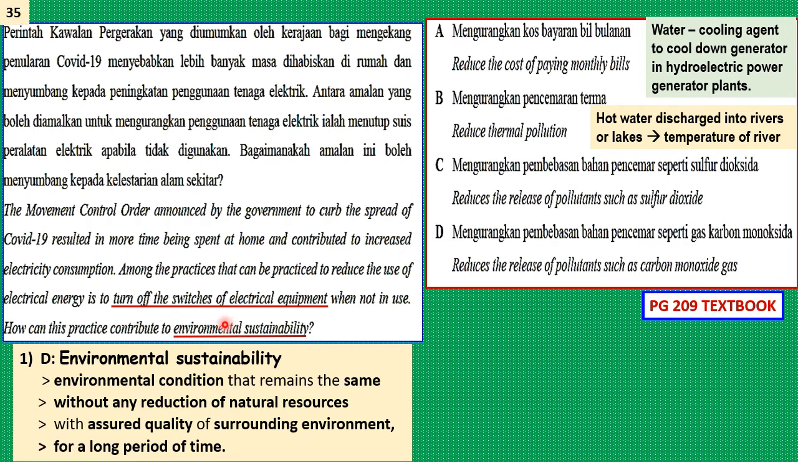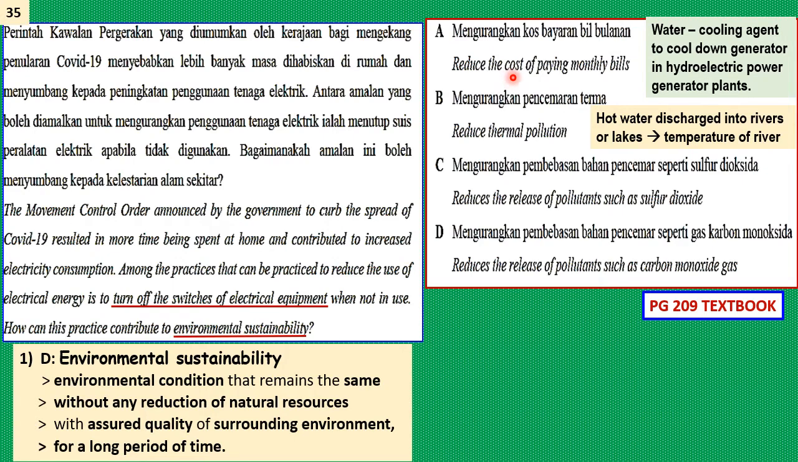So firstly, let's recall the meaning of this term, environmental sustainability. It means an environmental condition that remains the same without any reduction of natural resources, with assured quality of the surrounding environment for a long period of time. Meaning to say, it means maintaining the condition of the environment so that it is in a good state for a long period of time. Okay, so how does the practice of turning off the switches of electrical equipment, that means reducing the use of electrical energy, contribute to environmental sustainability, or contribute to maintaining the environment in a good condition?